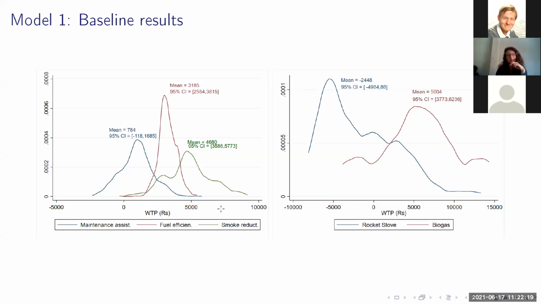So from the left, we can see that smoke reduction is the attribute that gets the highest willingness to pay, with an average of almost 5,000 rupees. But there's a lot of variation, so the standard deviation of the curve is pretty high. Then we have a high willingness to pay for fuel efficiency as well, but slightly lower than for smoke reduction, around 3,000 rupees on average. And finally, maintenance assistance is not significant. The mean is not significantly different from 0. So receiving assistance for the stove is a less sought after attribute.